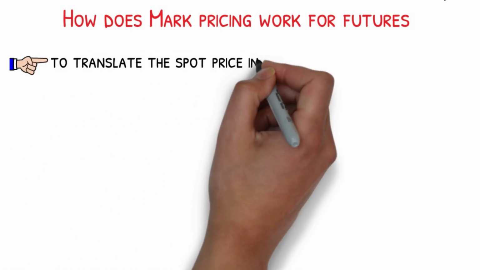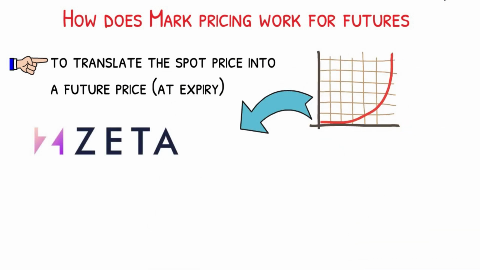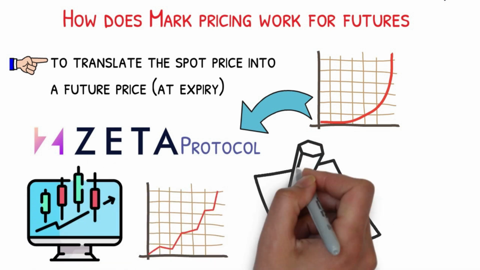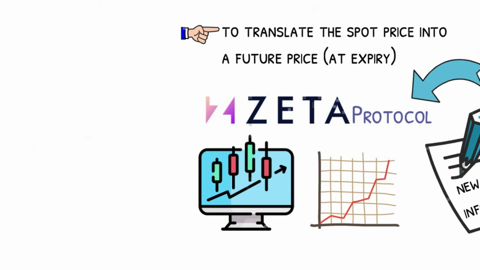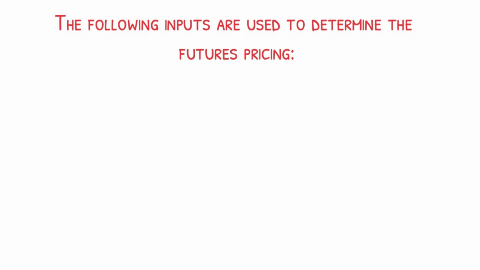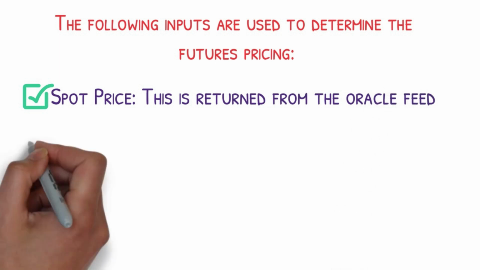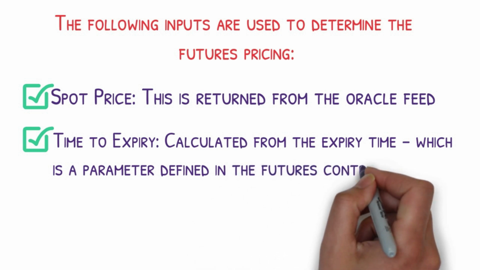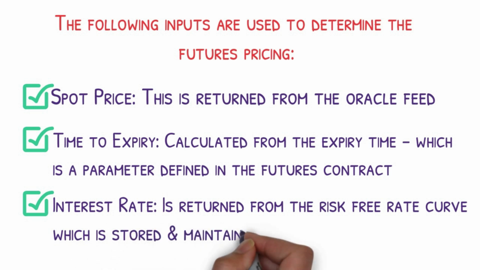In order to translate the spot price into a future price at expiry, an interest rate curve is used that is maintained natively by the ZETA protocol. Every time a futures trade occurs, the interest rate curve is adjusted, as the system now has new information about the market that should be factored into pricing. The following inputs are used to determine the futures pricing. Spot price. This is returned from the Oracle feed. Time to expiry, calculated from the expiry time, which is a parameter defined in the futures contract. Interest rate is returned from the risk-free rate curve, which is stored and maintained by the ZETA protocol.